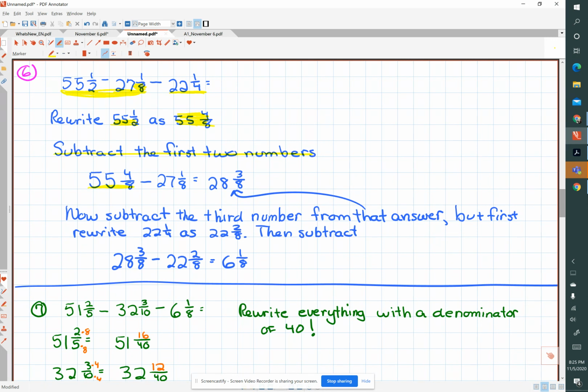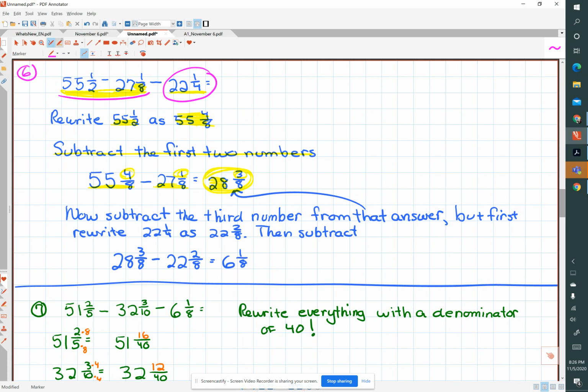55 and 4/8 minus 27 and 1/8 equals 55 minus 27 is 28. 4 minus 1 is 3. So my answer here is 28 and 3/8. Now, that's only a partial answer. That's only an answer to the first two numbers in the problem. I still need to complete the problem by subtracting 24 and 1/4.